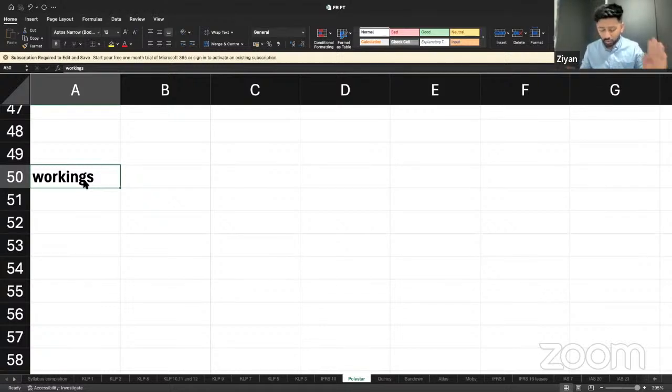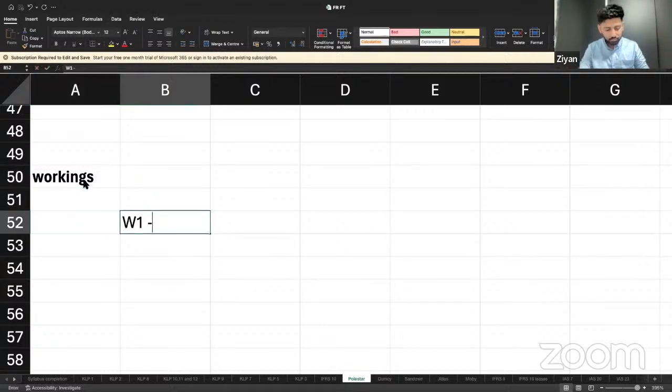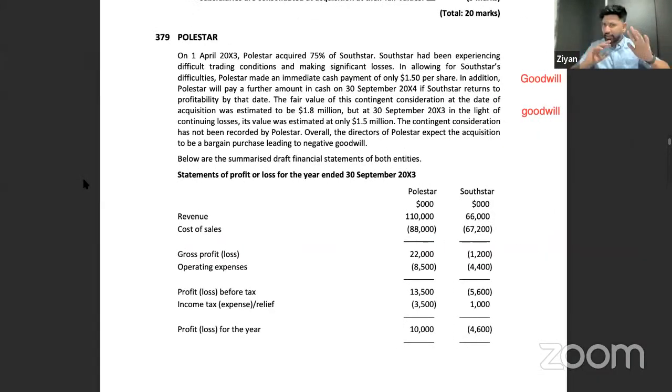Workings, and working number one always will be group structure. Are we clear, everyone? Super. Now, even if I did not read the question, you need to know my steps. Working one, group structure, and then working two, reserves, and then I go back and do my line by line addition. That's not going to change no matter what.